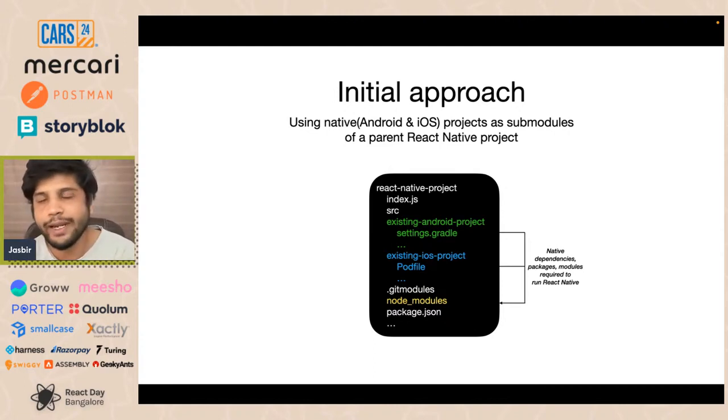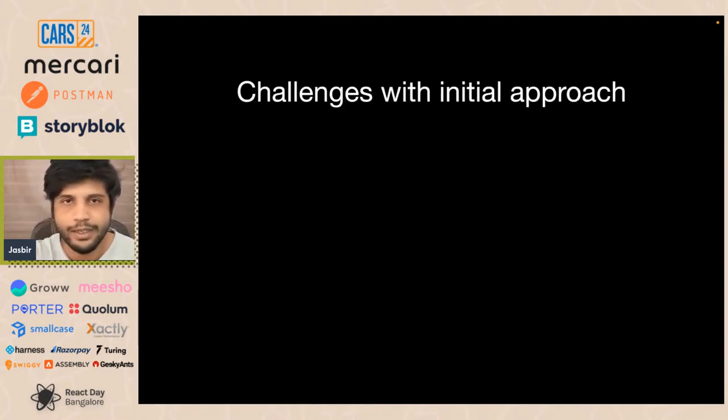So in order to get those React dependencies, which are Gradle dependencies or pod dependencies, you need to specify a path where it needs to look for those dependencies, which is node modules. So inside your settings.gradle or your pod file, you will find something like dot dot slash node modules, which will reach out to the parent level node modules and pick up dependencies from there. So I'm not sure if you are able to see it, but we started with this approach and we faced a lot of challenges with this approach, which I'll cover here.